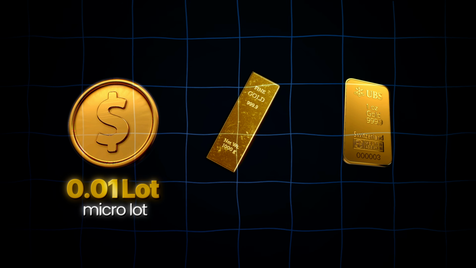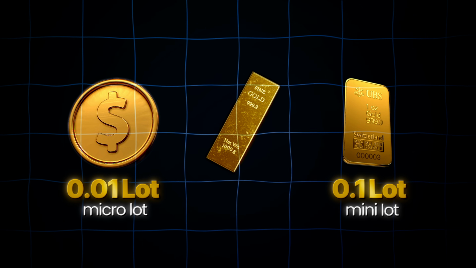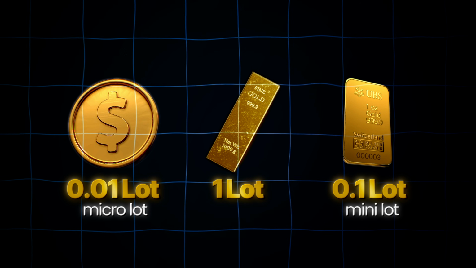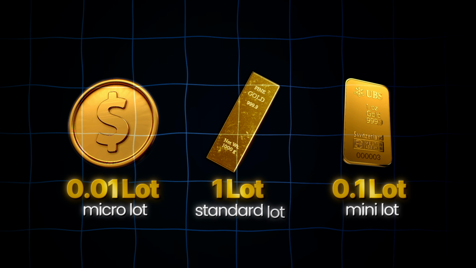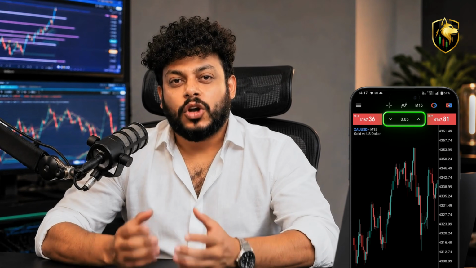We call that a micro lot. 0.1 lot is the small gold bar. That's a mini lot. And 1 full lot, that's the big gold brick. We call that a standard lot. If you've ever opened MT5 before, you've already seen this. Every single time you place a trade, you have to pick your lot size right at the top of the order box. Micro, mini or standard.